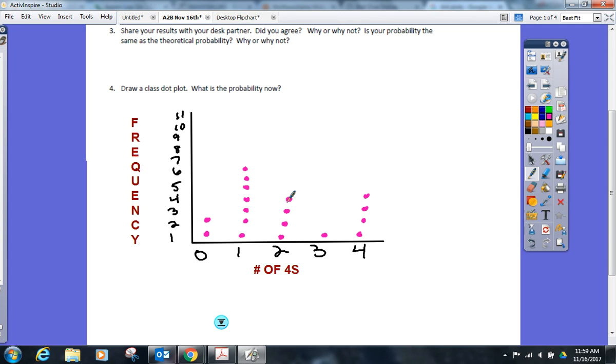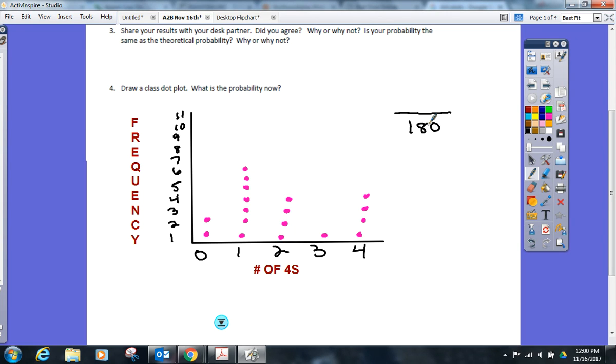Okay. So what's our class probability now? Well, everyone rolled how many times? 10, right? And there's 1, 2, 3, 4, 5, 6, 7, 8, 9, 10, 11, 12, 13, 14, 15, 16, 17, 18. So 18 people, including myself, did it, and we each rolled 10 times. So how many total rolls did we do here? I'm included in here. So it should be how many? All together, we all rolled 180 times. That's 10 times 18, right? Everyone agree on that part?